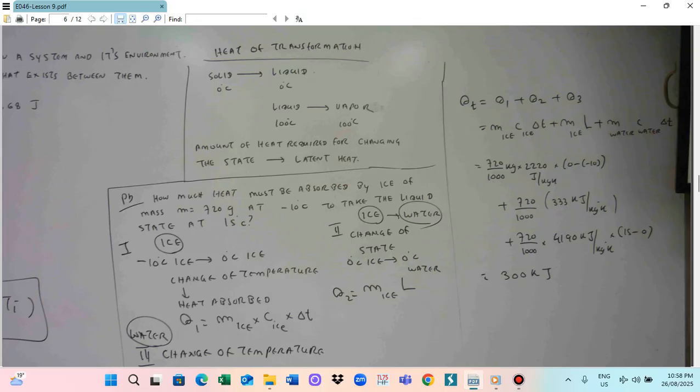Now, how much heat must be absorbed by ice of mass 720 grams at minus 10 degrees centigrade to become liquid at 15 degrees centigrade? So there are three stages. First, minus 10 degrees centigrade ice changes to 0 degrees centigrade ice. This is the change of temperature.